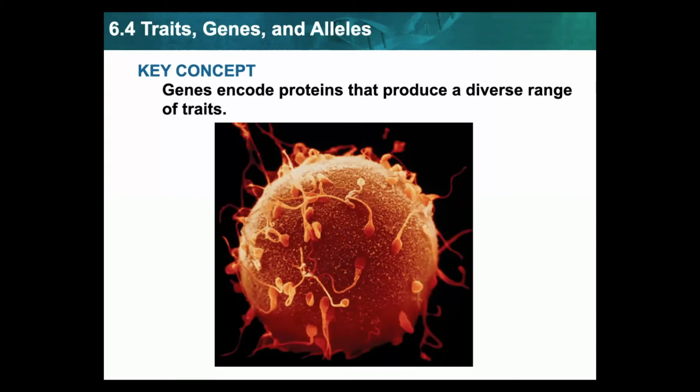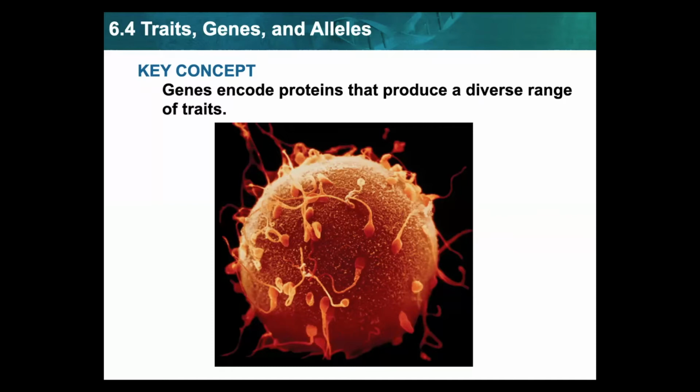So we're going to learn more about genes, how they're passed on as various traits. Genes encode proteins that produce a diverse range of traits. Basically, that's how you get the different traits you see in your body. You think about things like hair color, eye color, blood type. These are all controlled by genes. How do genes control those traits? Well, genes are DNA fragments that have instructions to make different proteins. By making different kinds of proteins, they give you different traits.